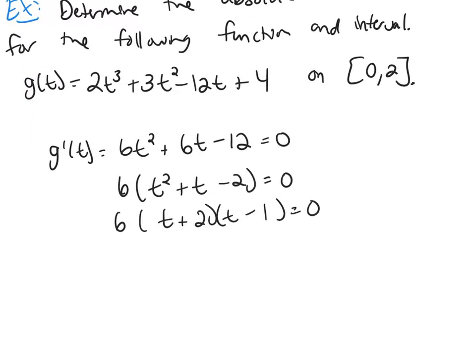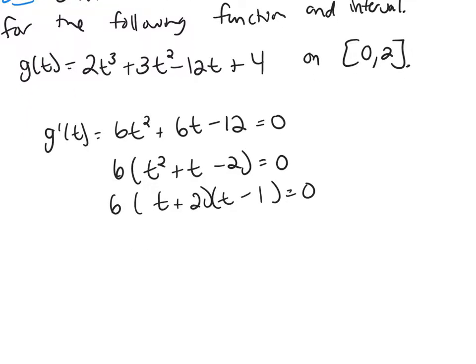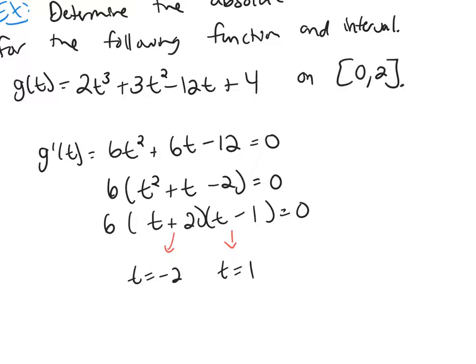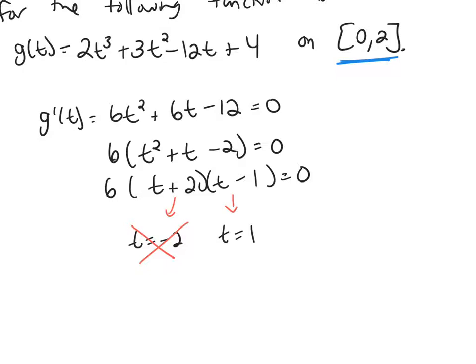So I'm getting two solutions. From this one, I'm getting t equals negative 2. And then from this one, I'm getting t equals 1. But remember we got to refer back to our interval. Our interval is from 0 to 2, and negative 2 is outside of that interval. So we got to get rid of it because this is outside of our interval. So my only critical number here is 1.